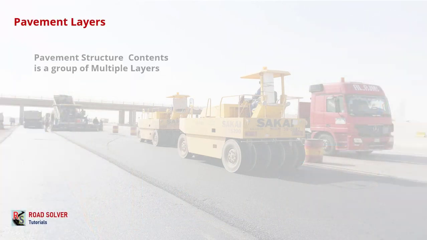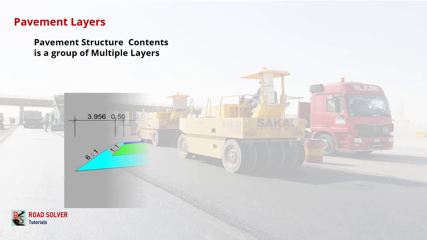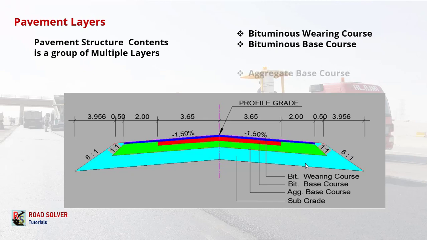First, the payment structure contains a group of multiple layers. If you see this diagram, this typical section contains the total payment structure, which includes the bituminous bearing course, bituminous base course, aggregate base course, and subgrade. Sometimes there is a sub base and subgrade. There are 4 layers, sometimes more. So these are called the payment layers.